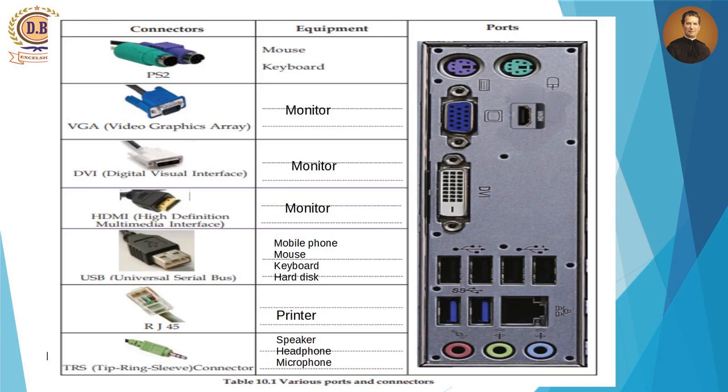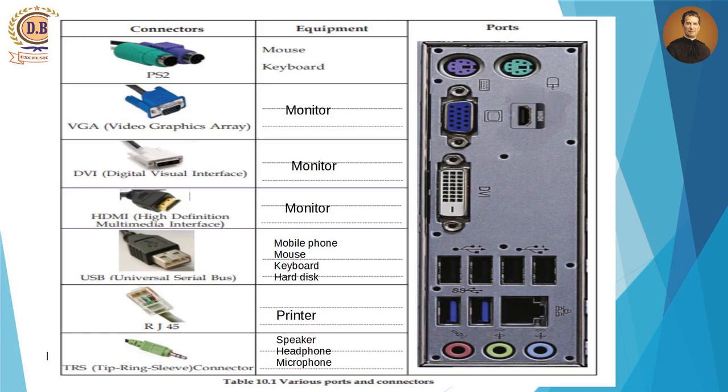So the first one is PS2. That connector you can see in the side, you can see that port image. To that PS2 port we can connect mouse and keyboard. In your school computer lab, in some CPUs we are connecting this mouse and keyboard to the PS2 port, a round-like structure. Then the next one is VGA.